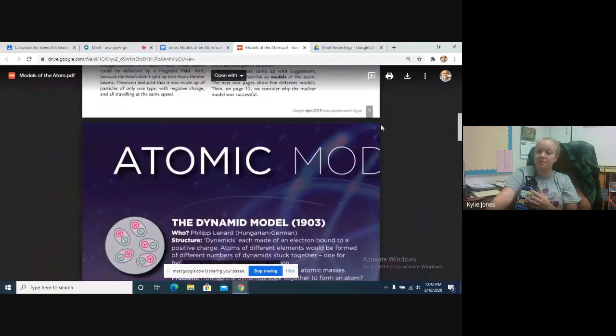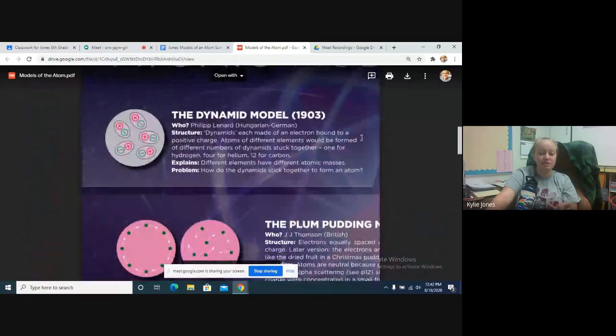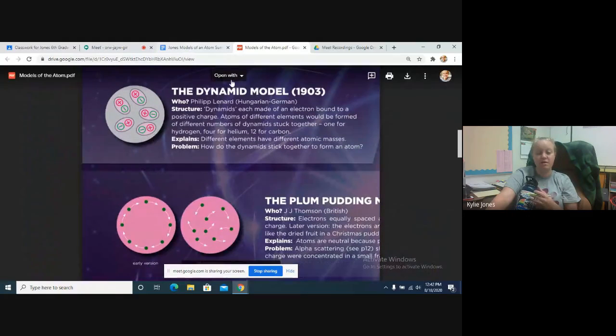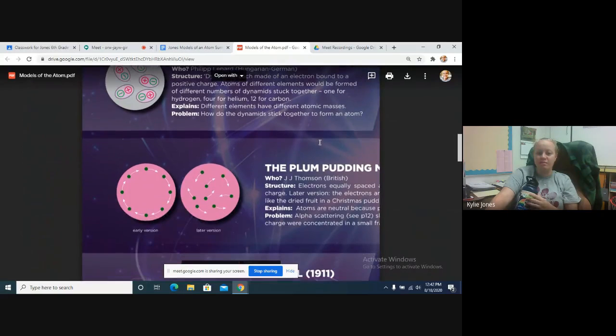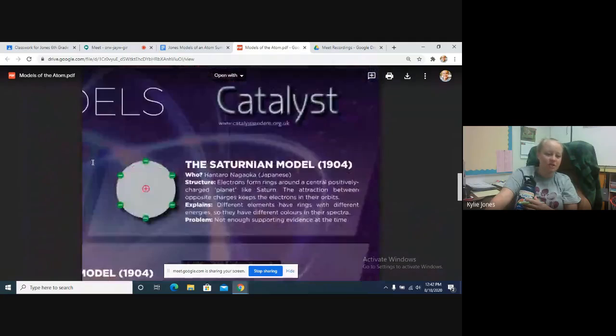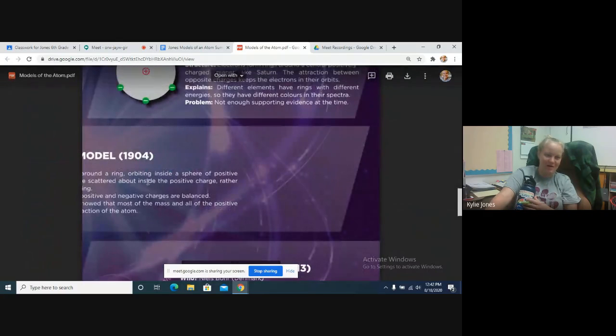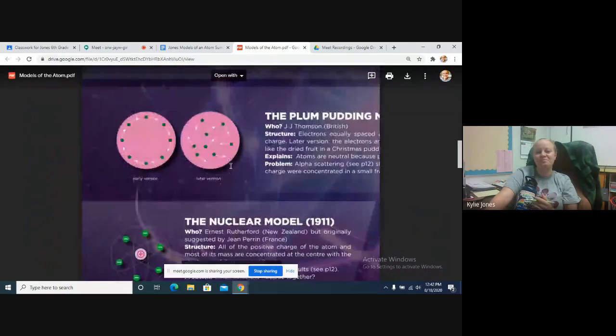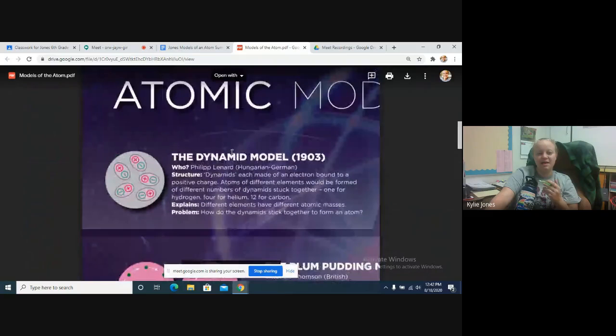This is the answer to number 1, going over these. So you can list these as we go if you want to on your paper or on your Google Doc, or you could do it after. Some of them kind of go on to the second page, like this plum pudding model comes down to here. So we'll have to read that one carefully. But let's start with the dynamid model.